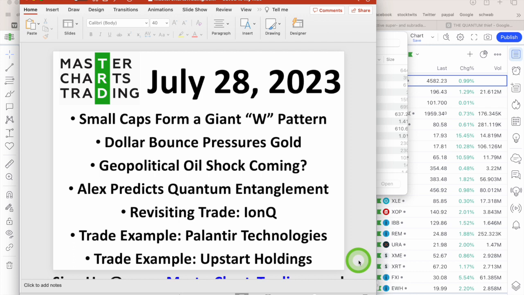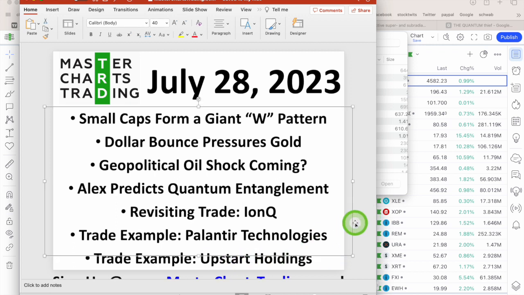There is also going to be a story about how Alex, that's me, predicted quantum entanglement, and we will revisit a trade for quantum computers, IonQ. We will also give another example of Palantir Technologies. Unfortunately, this one got away. And we will do another trade example of Upstart Holdings. This one didn't get away.